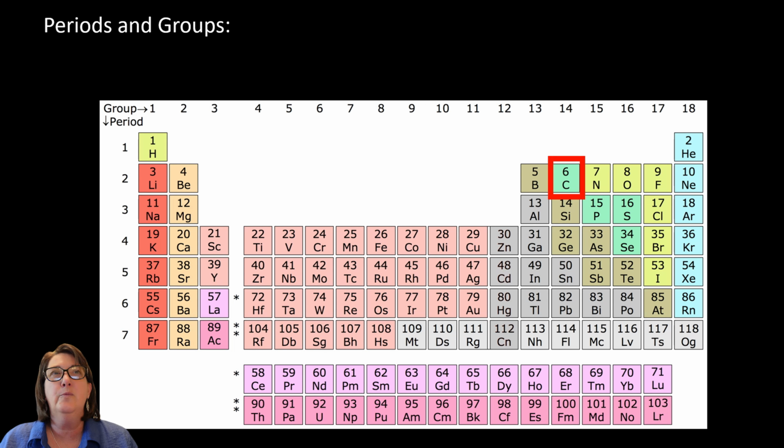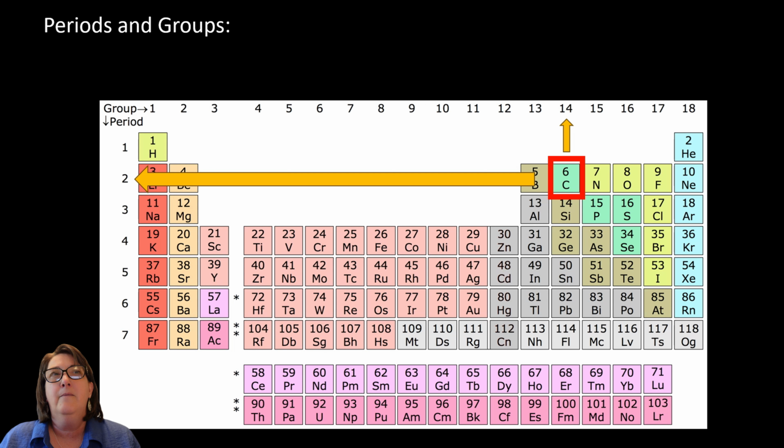So periods and groups. I look at carbon. So tell me, pause for a second, and tell me how many valence electrons and how many rings does it have. So I have group 14, so that means I have 4 valence electrons. I'm in period 2, so I have 2 rings. So carbon would look like this.